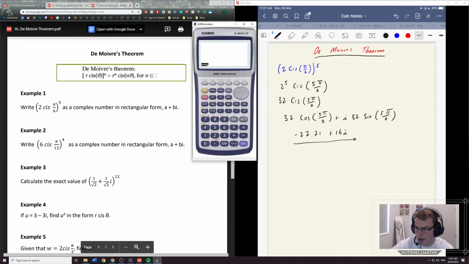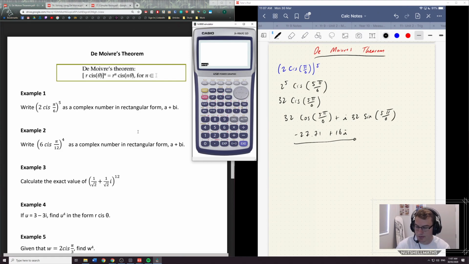Right, let's do example 3. It'll take a little bit more time, but let's do example 3 and go from there. So example 3, I'm going to post all the answers to these questions on Google Classroom anyway.